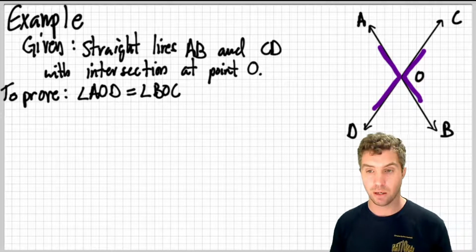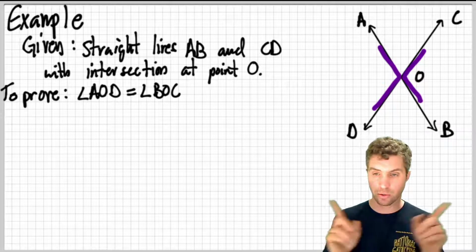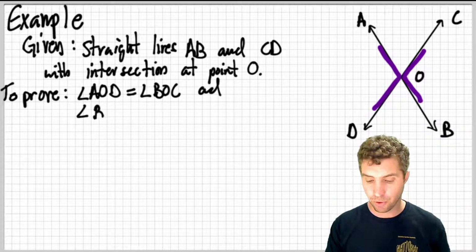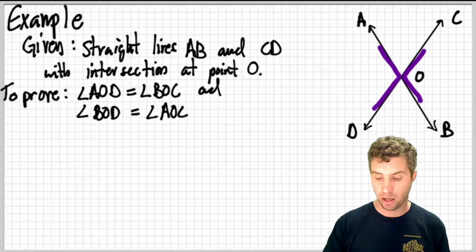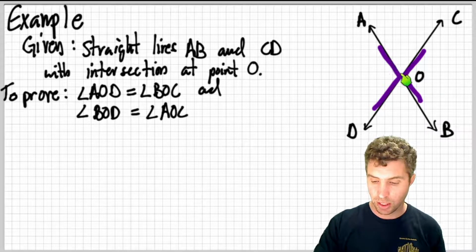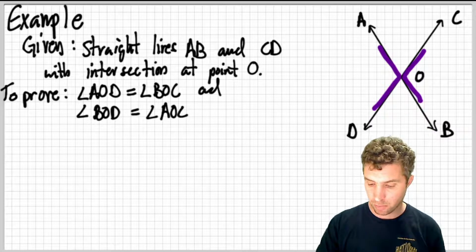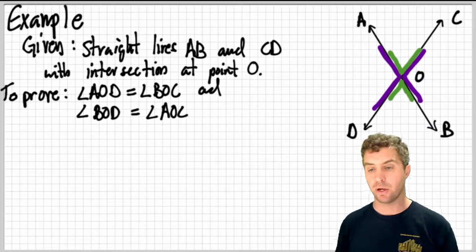which are these purple ones that I've highlighted here, the left and right angles. And we want to prove that BOD is equal to AOC. So AOC and BOD, the top and the bottom ones that I've highlighted there in green.